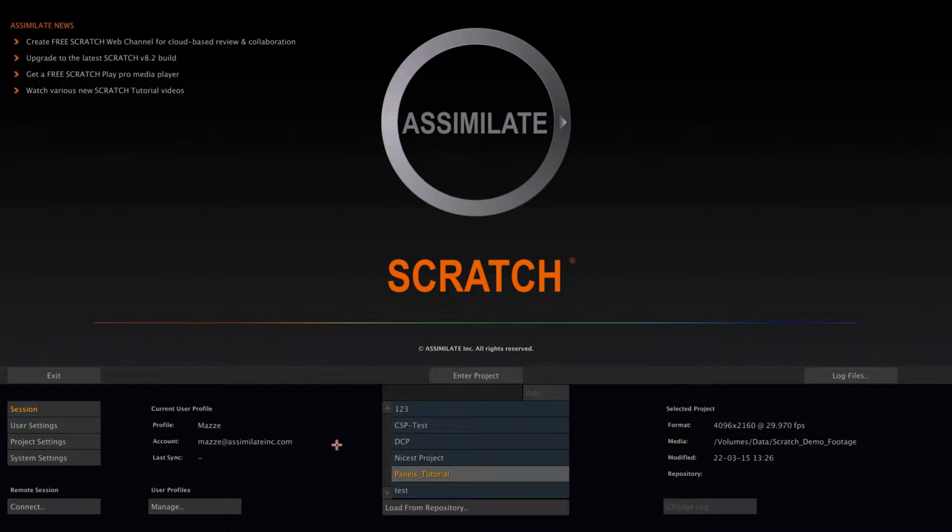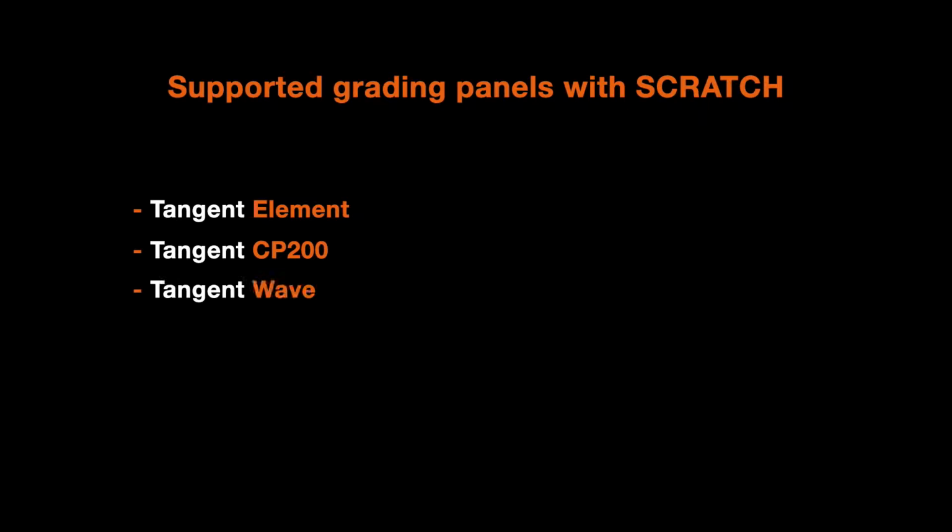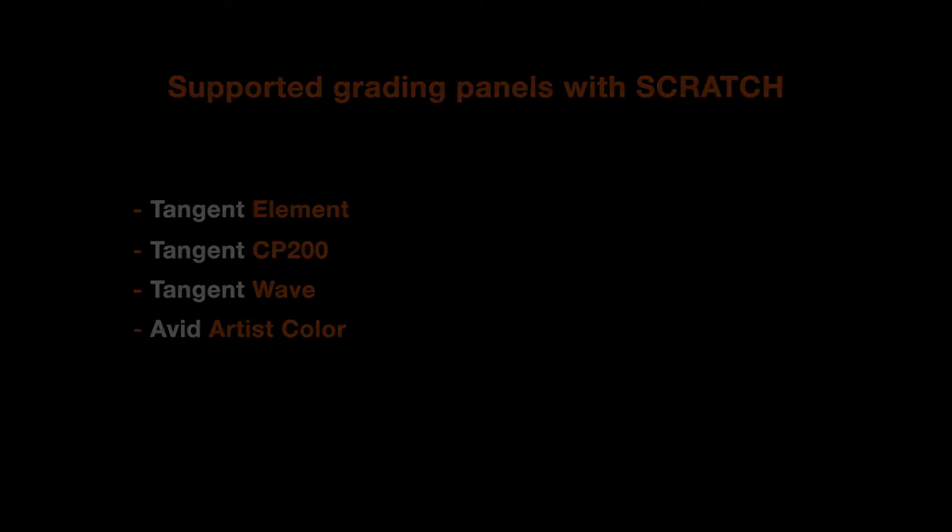In this tutorial, we will have a look at the various supported grading panels and how to set them up correctly in Scratch. First of all, Scratch supports the following grading panels: the Tangent Element, the Tangent CP200, the Tangent Wave, and the Avid Artist Color. Note that Scratch can utilize as many Element panels as you want to work with.